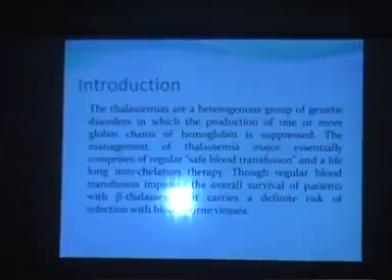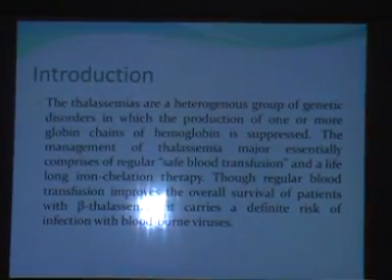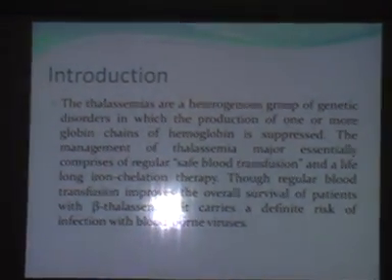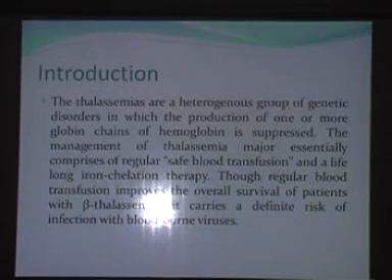My talk today is to present our work, occult hepatitis B infection among beta thalassemia major patients in Zagreb University Children's Hospital. We all know that the thalassemias are a heterogeneous group of genetic disorders in which production of one or more globin chains of hemoglobin is suppressed. The management of thalassemia major essentially comprises regular red cell blood transfusion and lifelong iron depletion therapy.